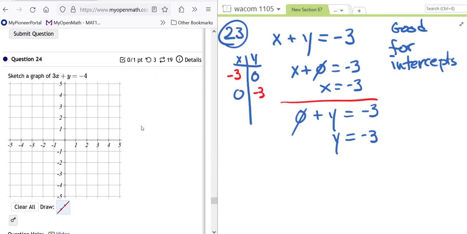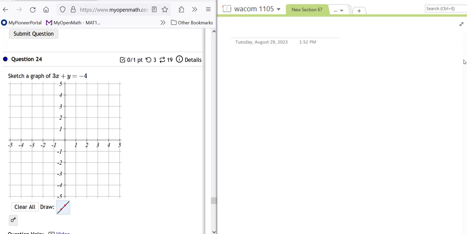Right, this one says sketch a graph. I just told you that intercepts was good for this. This one is not going to turn out nice for intercepts because you're going to get a fraction. Let me show you. That would make me do a different choice because I'm doing it on the computer. You could certainly show a fraction easily the other way, but I have 3x plus y equals negative 4.